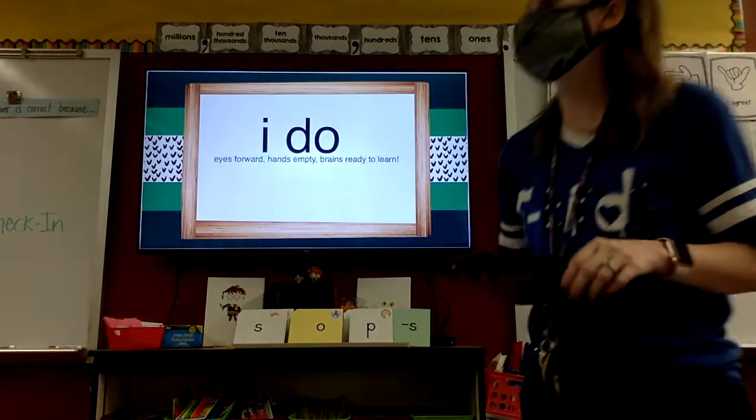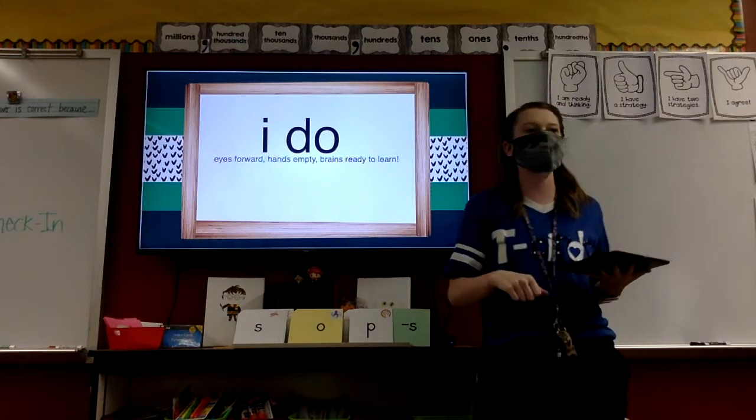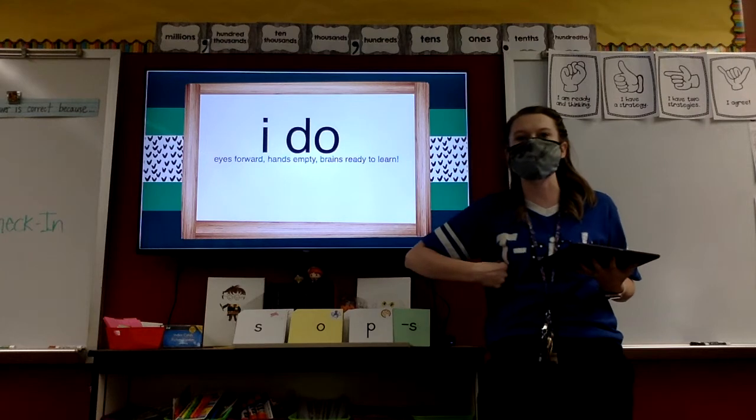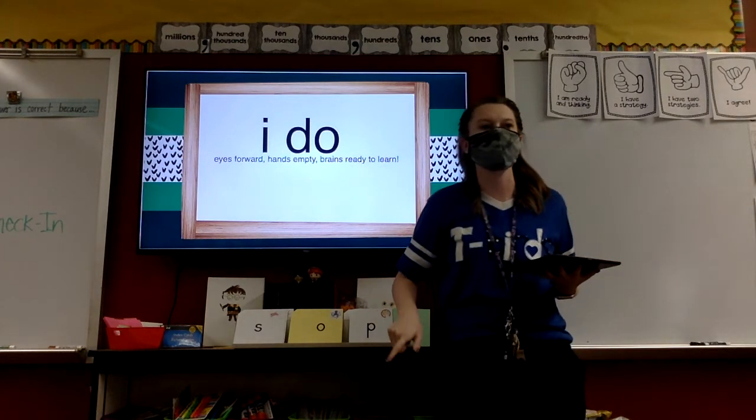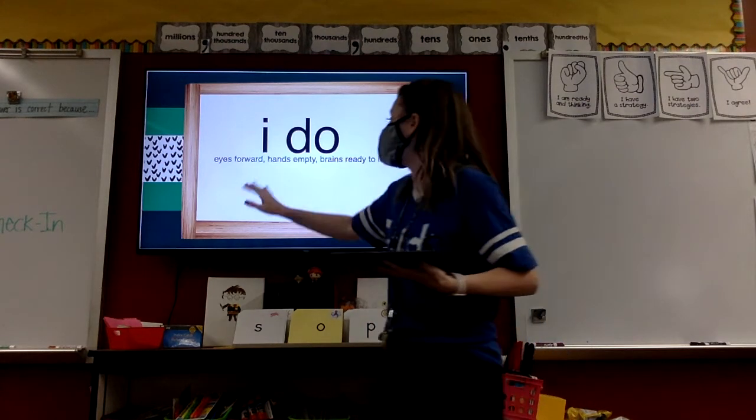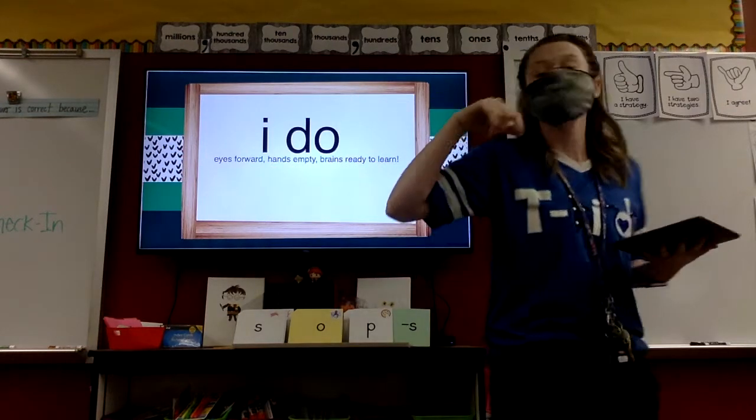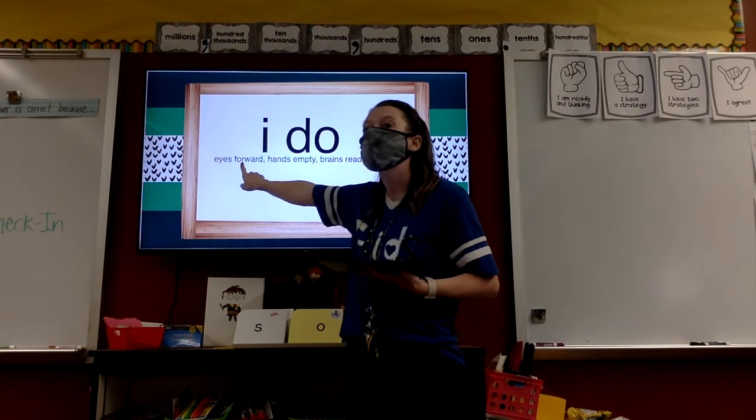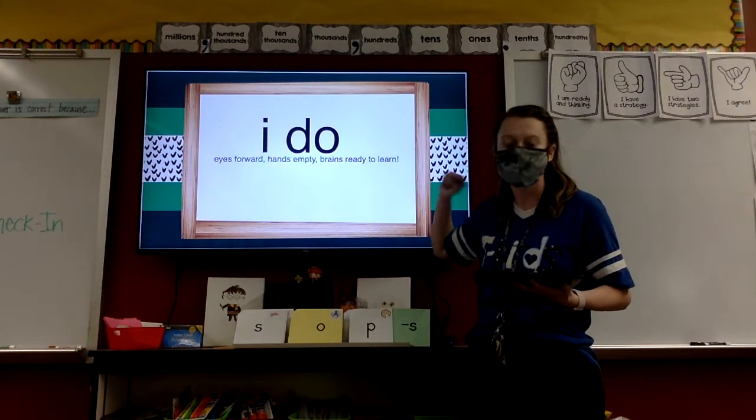Now, this is an I do. When it is an I do, that means that your eyes are forward. So show me what that looks like. Your hands are empty. Show me what that looks like. And your brain is ready to learn. Can you show me what that looks like? No. But you can show me that you're ready because your eyes are forward and your hands are empty. Okay? So I'm going to say it. I do. Your eyes are what? Forward. Your hands are empty and your brains are ready.